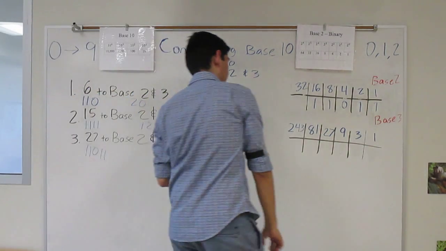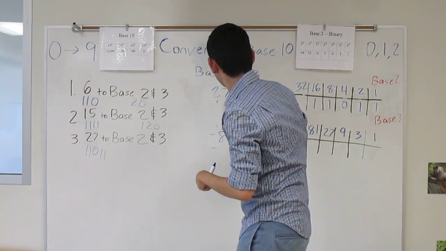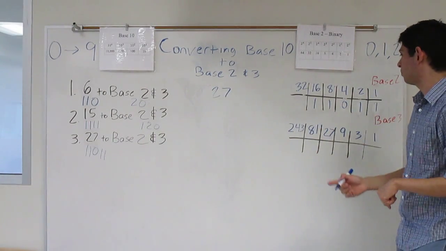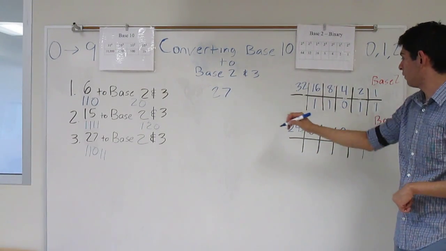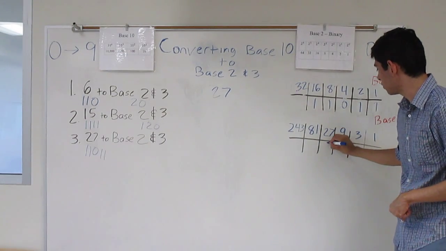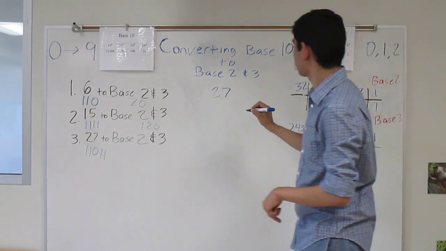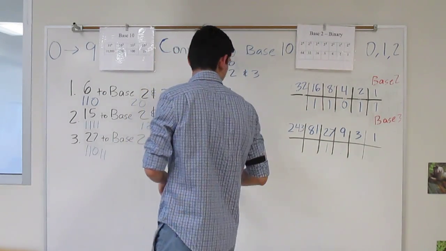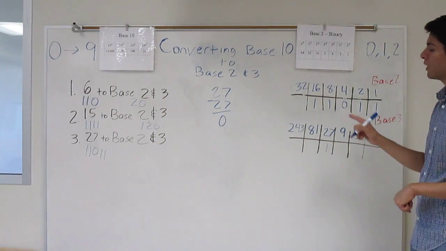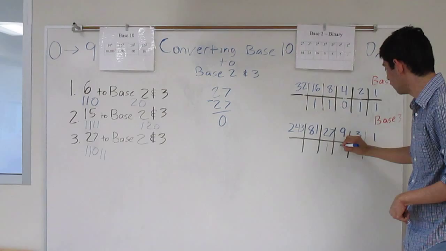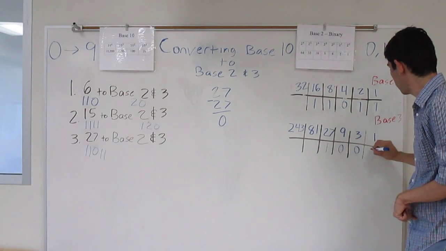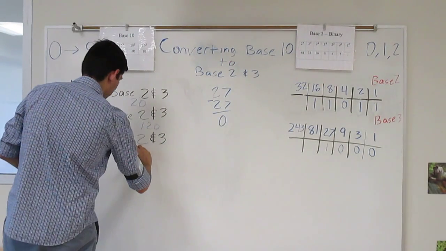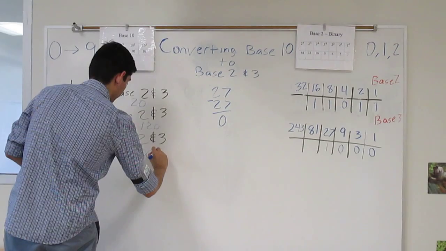Now let's convert 27 into base 3. Okay, so this one will be pretty simple, because we have 27 right here, and 27 fits into 27 one time, and we're just subtracting. 27 minus 27 gives us a remainder of 0, and we know that 9, 3, and 1 do not fit into 0, but we still have to place a 0 right here. So 27 converted into base 3 will be 1, 0, 0, 0.